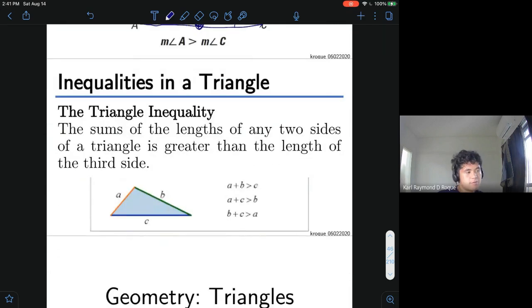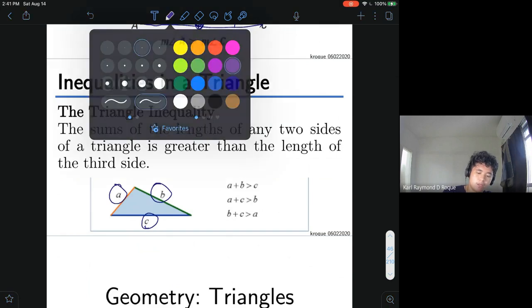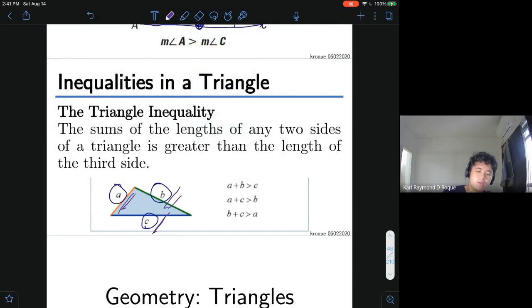Triangle inequality. Of course, this is the most famous inequality. The sum of the lengths of any two sides of a triangle is greater than the length of the third side. So, itong dalawa, mas malaki dito. Itong dalawa, mas malaki dito. A plus B greater than C, A plus C greater than B, B plus C greater than A.